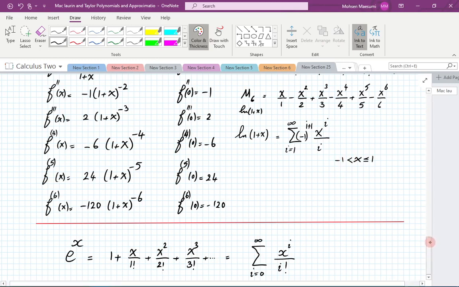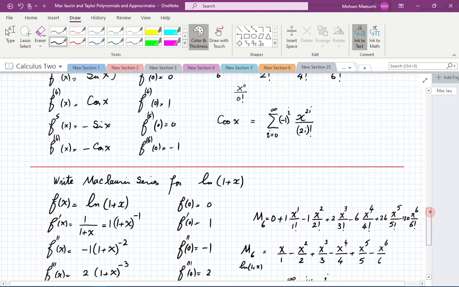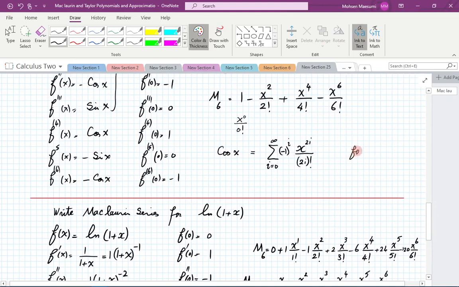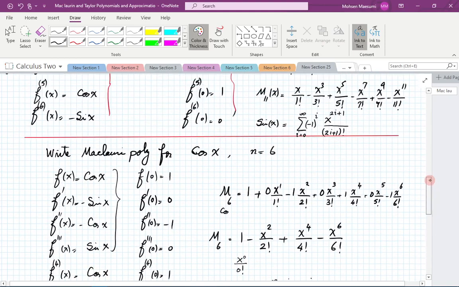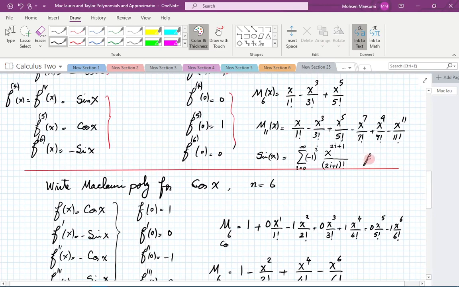Here, for all x's, and this one is also for, no, we haven't shown that. We're just stating it as a preview of what you are going to see later on.